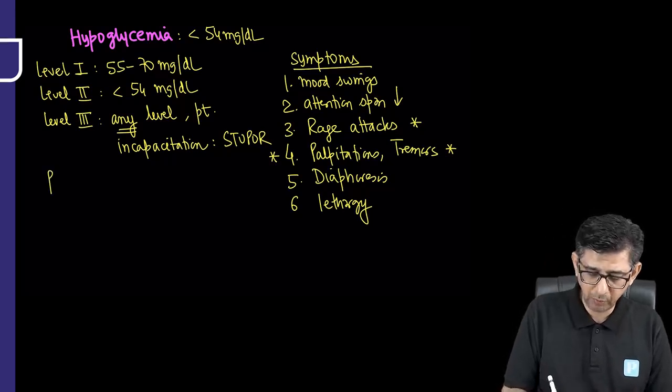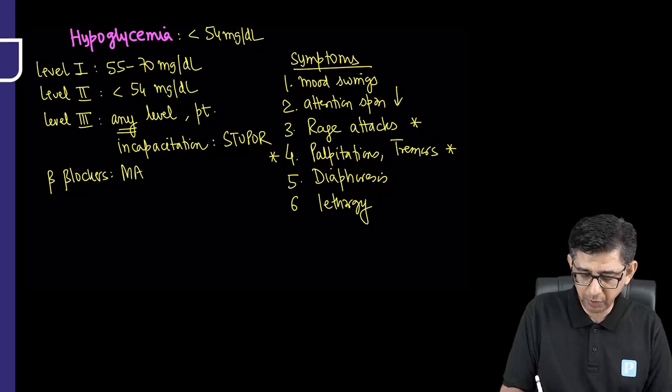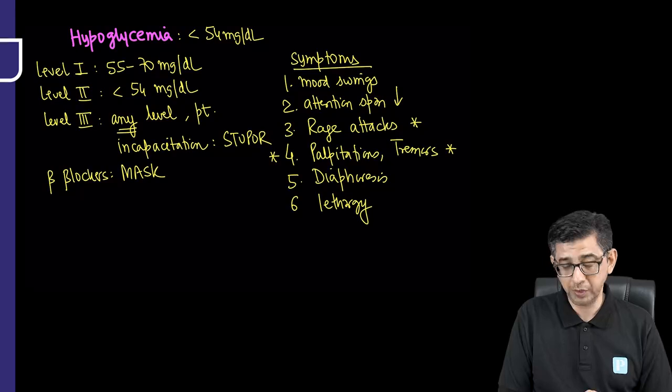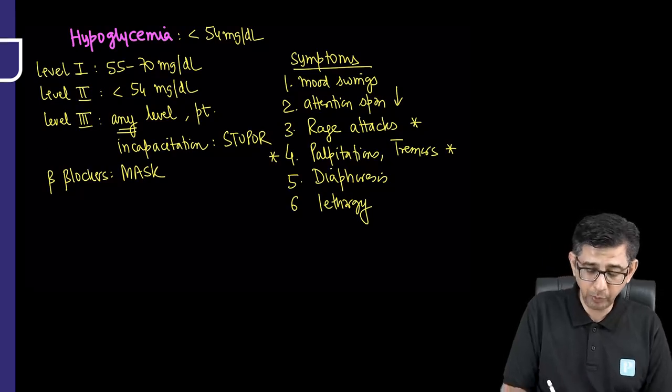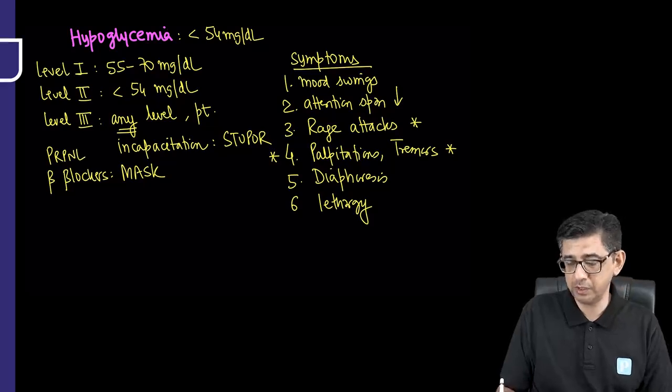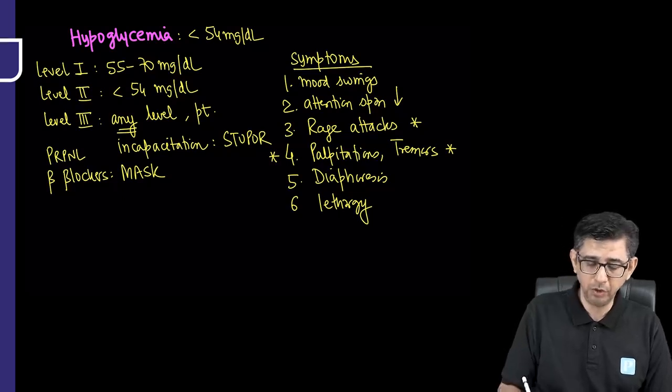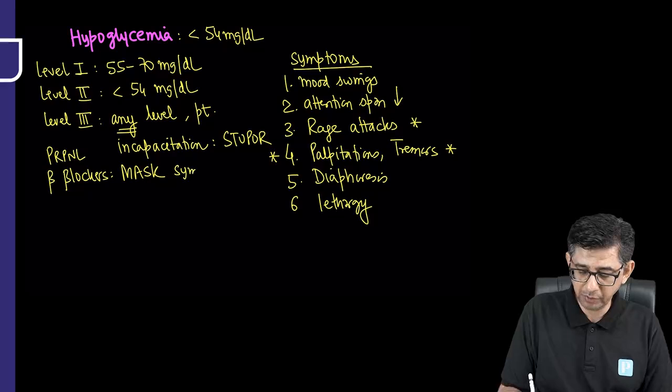So therefore, in pharmacology, we will study that beta blockers are not recommended in diabetics. Why? Because if you are giving beta blockers, especially a non-selective beta blocker like propranolol, it will cut off beta 1, so palpitation will not be present, and tremors is via muscles, that is beta 2. So a non-selective beta blocker will mask the symptoms of hypoglycemia.